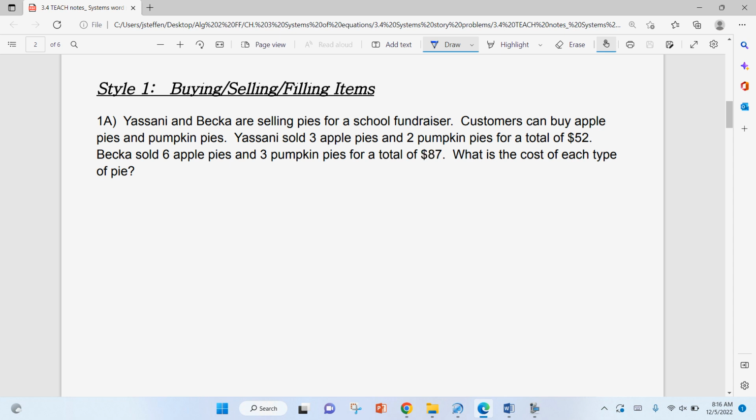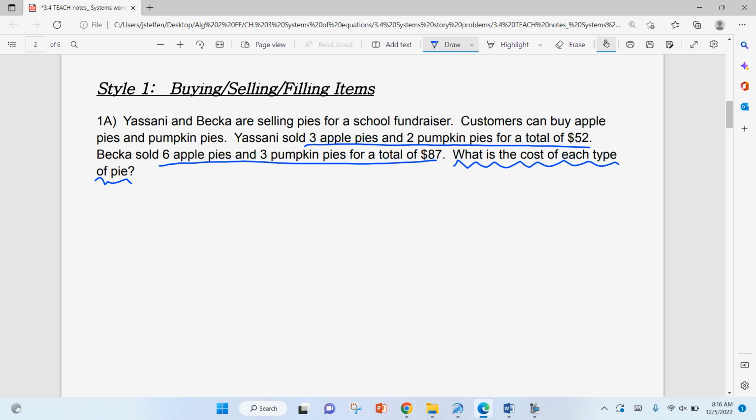Yasani sold 3 apple pies and 2 pumpkin pies. Made a total of $52. Becca sold 6 apple pies and 3 pumpkin pies for a total of $87. What is the cost of each type of pie? Now that is probably the most important part that a lot of people skip over. What are we actually trying to find?